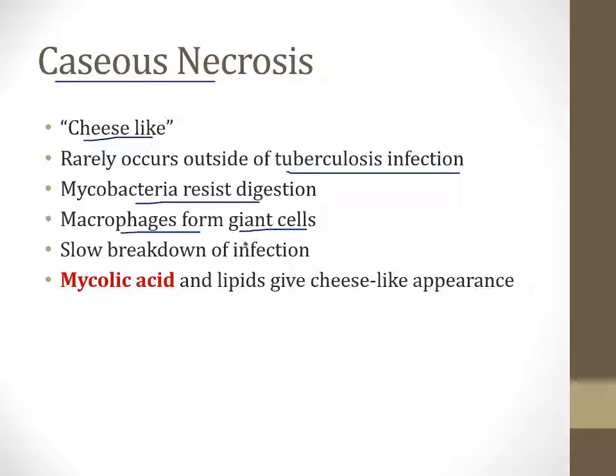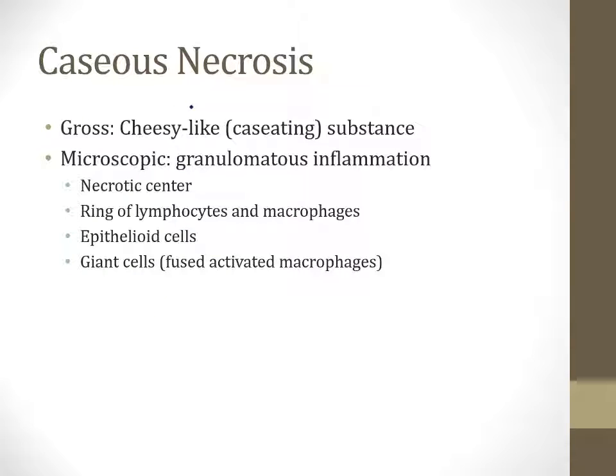In tuberculosis, there's generally a slow breakdown of infection for all these reasons, and lots of the mycolic acid from the mycobacteria and other lipids accumulate, and this is what gives the organ a cheese-like appearance. When you examine an organ that has undergone caseous necrosis, what you see grossly is a cheese-like caseating substance. I'll show you a picture of this in a minute.